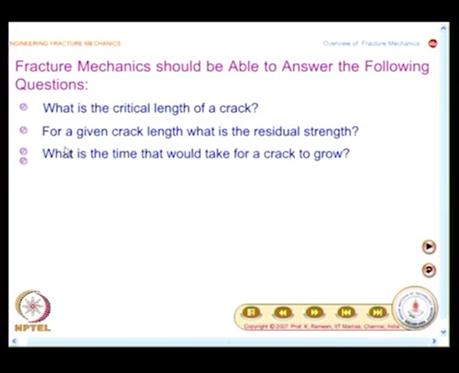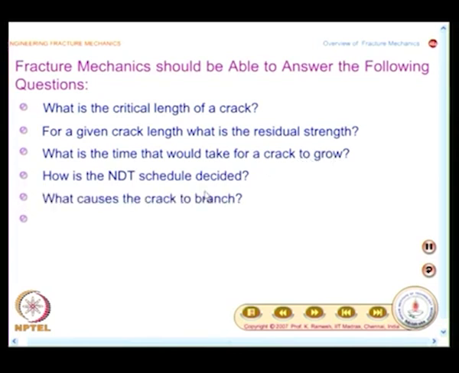The second question is, for a given crack length, what is the residual strength? Then, what is the time it would take for a crack to grow? And this is very important for you to answer the next question: how is the NDT schedule decided? And I had already shown that a crack can branch. What causes the crack to branch? And finally, what are the energy dissipating mechanisms?